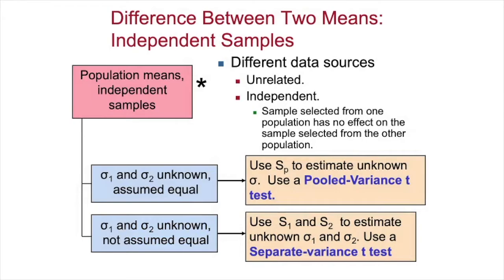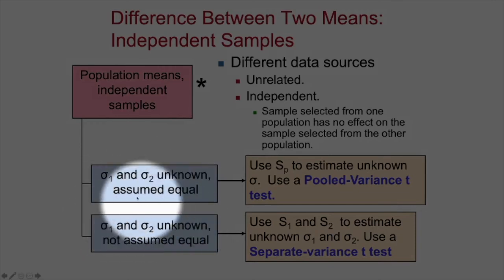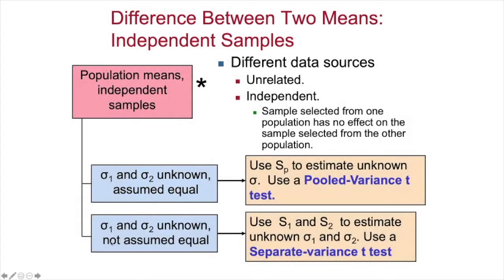Now we're actually going to have two subcases to look at. In both subcases, we are going to assume that mu1 and mu2 are unknown in both cases. However, in the first case, we will assume they are equal, and in the second case, we will assume they are not equal. Okay, when they are assumed equal, we're going to use what we call a pooled variance t-test, and when they are not equal, we're going to use what we call a separate variance t-test.